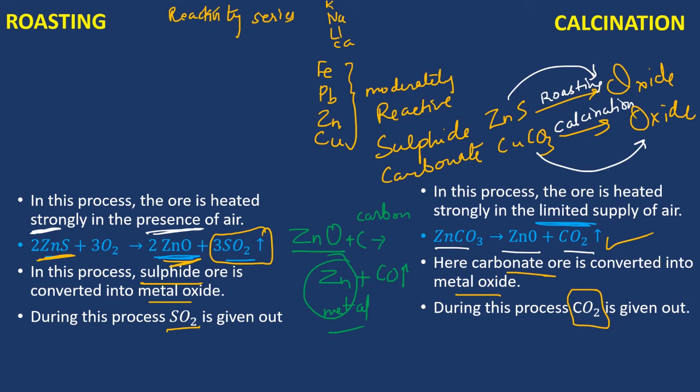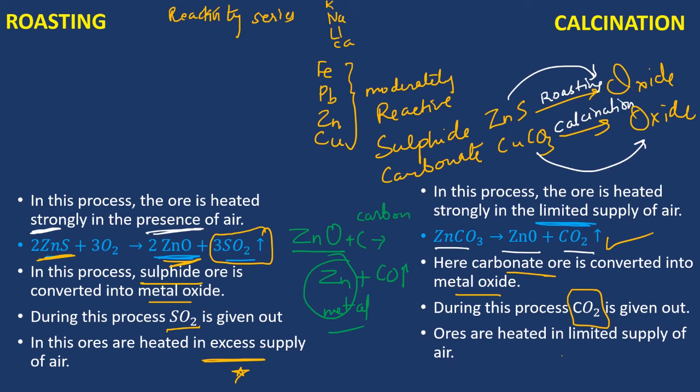In case of roasting, fifth and last point, the ores are heated in excess supply of air, whereas in calcination, ores are heated in limited supply of air. So that was all about roasting and calcination.